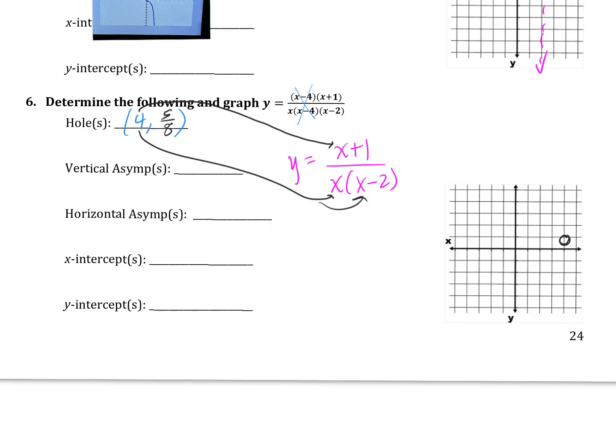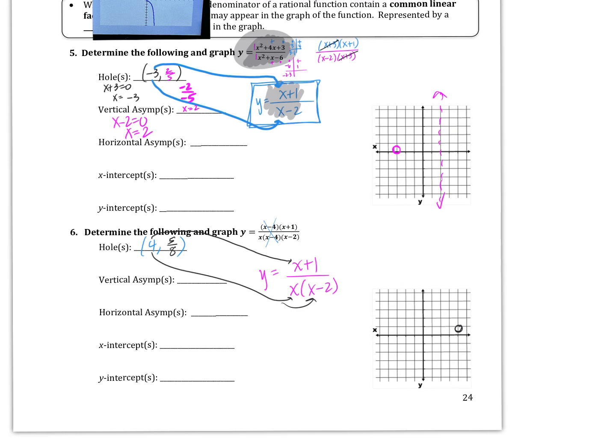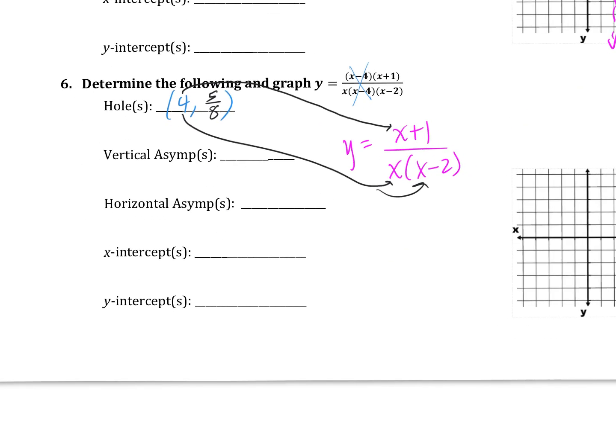Where is this denominator going to equal 0? That's how I get my vertical asymptotes. Do you agree my denominator is x and x minus 2? Look what we did on the last one. Before it was just x minus 2, and you're like, cool, when does that equal 0? When you've got more than one thing, we've got to set them each equal to 0. When does x equal 0? When does x minus 2 equal 0? You set everything in your denominator equal to 0.